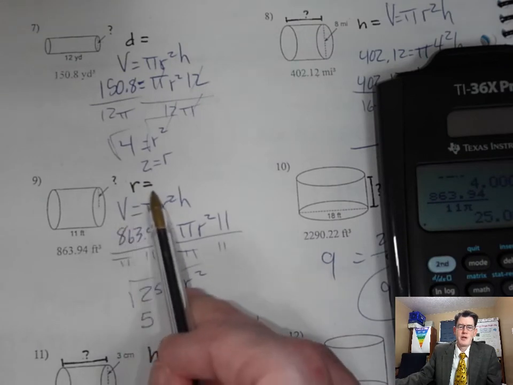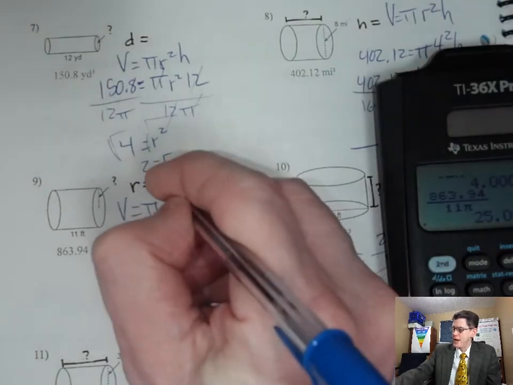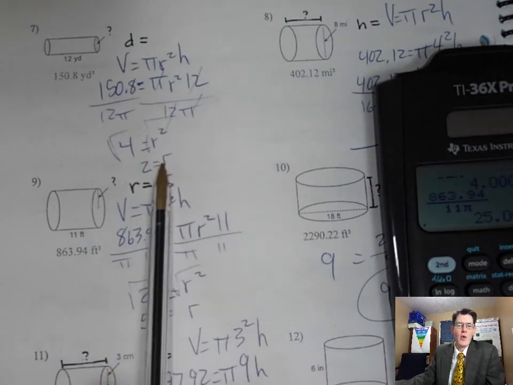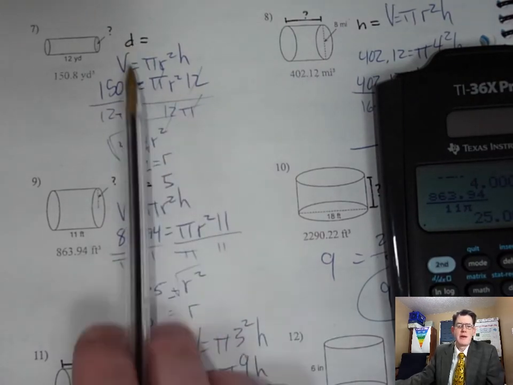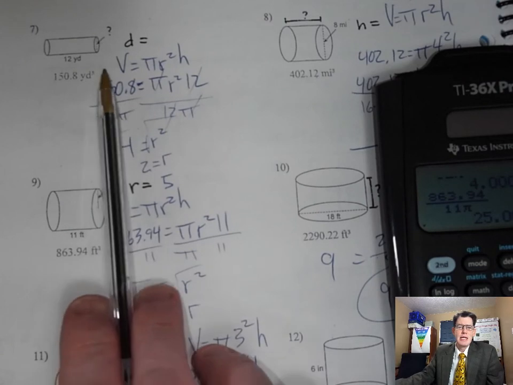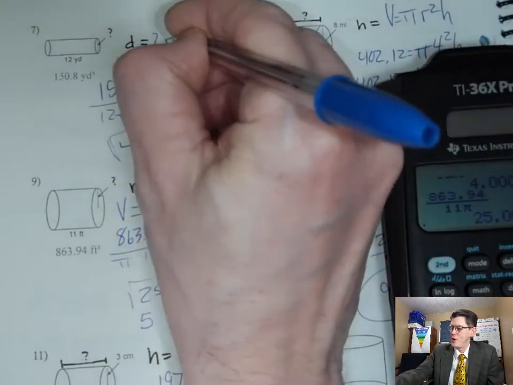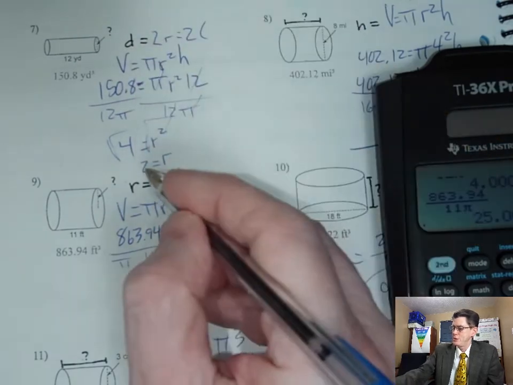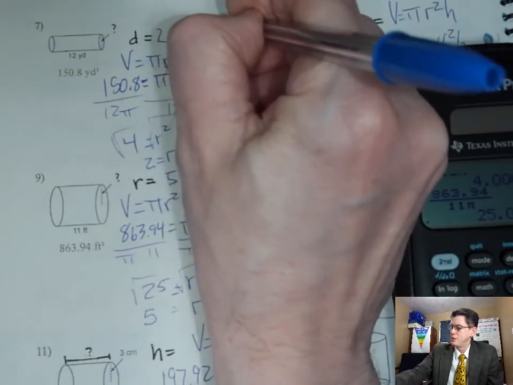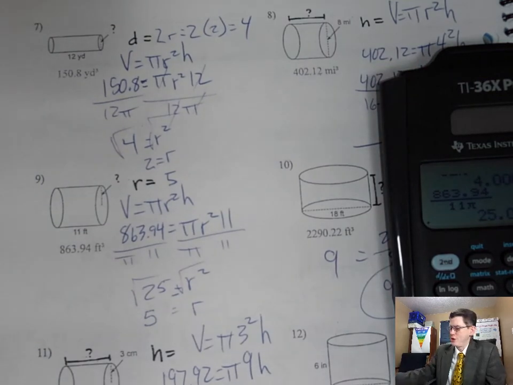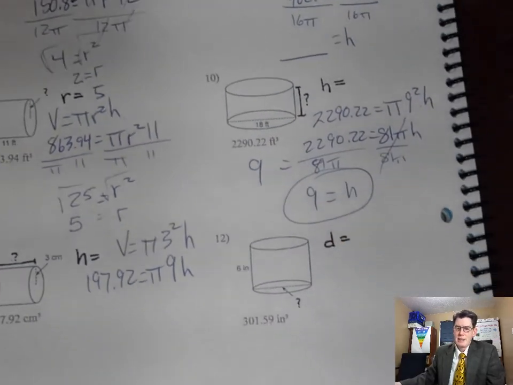And this one, you're looking for the radius. You're done. The radius is 5. You're done. Well done. On this one, they don't want the radius. They don't care about the radius. All they care about is the diameter. So if the radius is 2, if halfway across is 2, the diameter is 2 radiuses, or 2 times 2, which is 4.